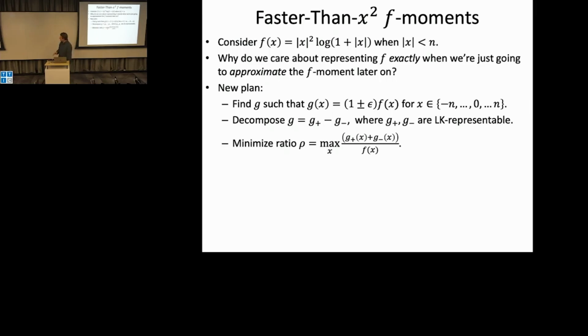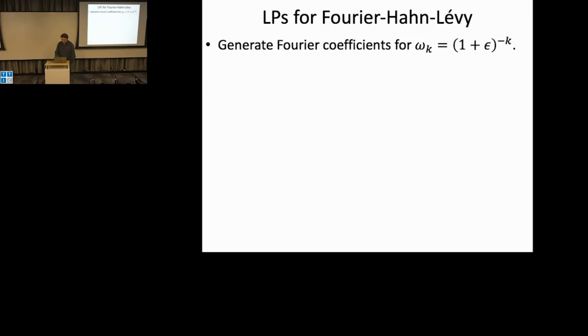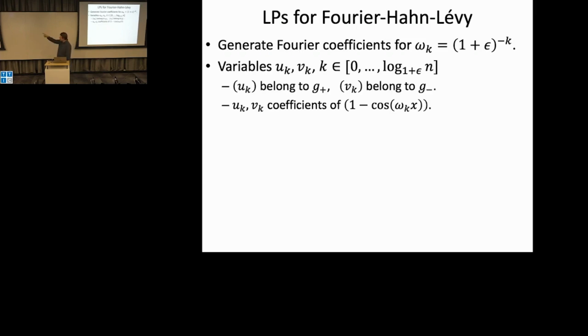And I don't know how to do this analytically, but I do know how to do linear programming, so I just did this with linear programming basically. So come up with a bunch of frequencies, omega, that are fairly dense. So for this example here, choosing the frequencies that we care about to be 1 plus epsilon to various powers is enough.